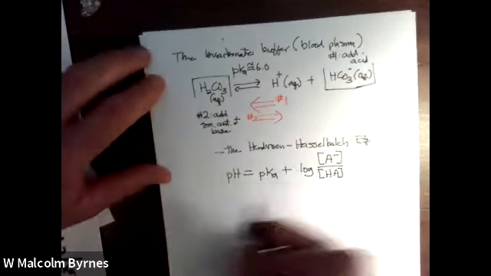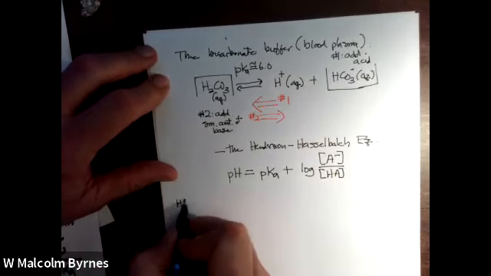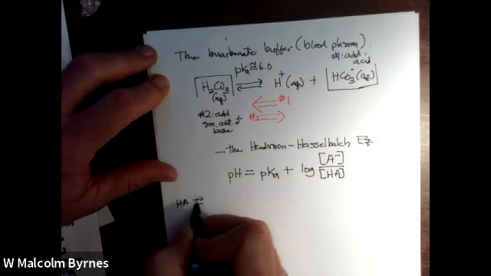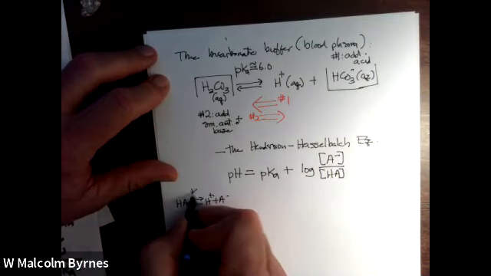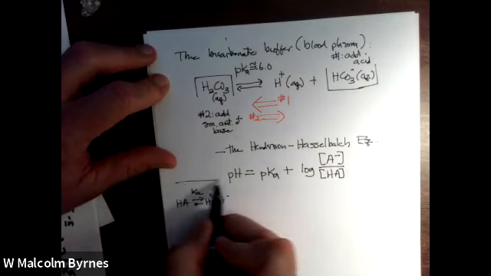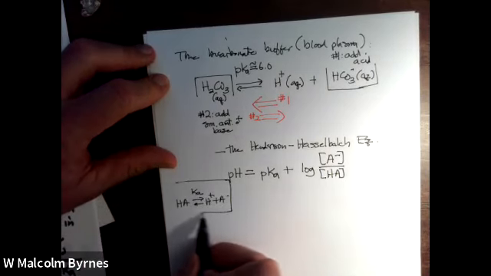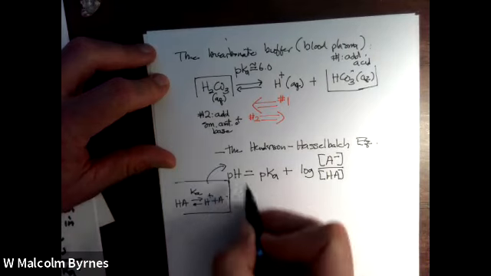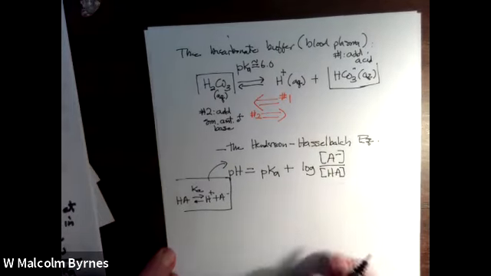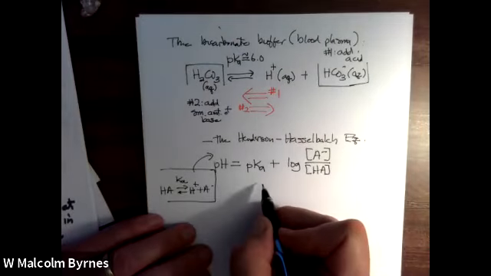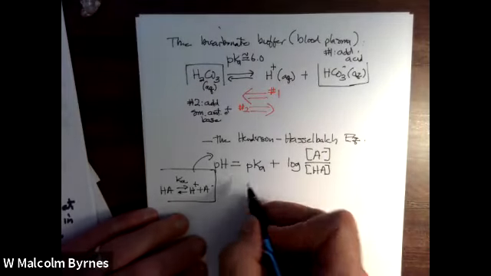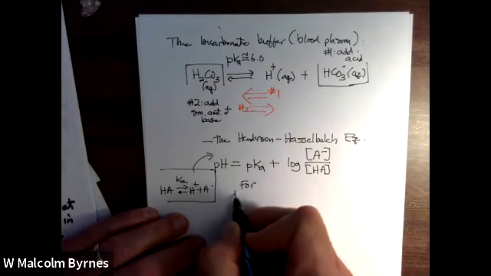And that's for a weak acid, HA, ionizing to form H plus and A minus with a Ka governing that equilibrium, right? That's what we're using here to write the Henderson-Hasselbalch equation. But specifically, for the bicarbonate buffer, it looks like this.